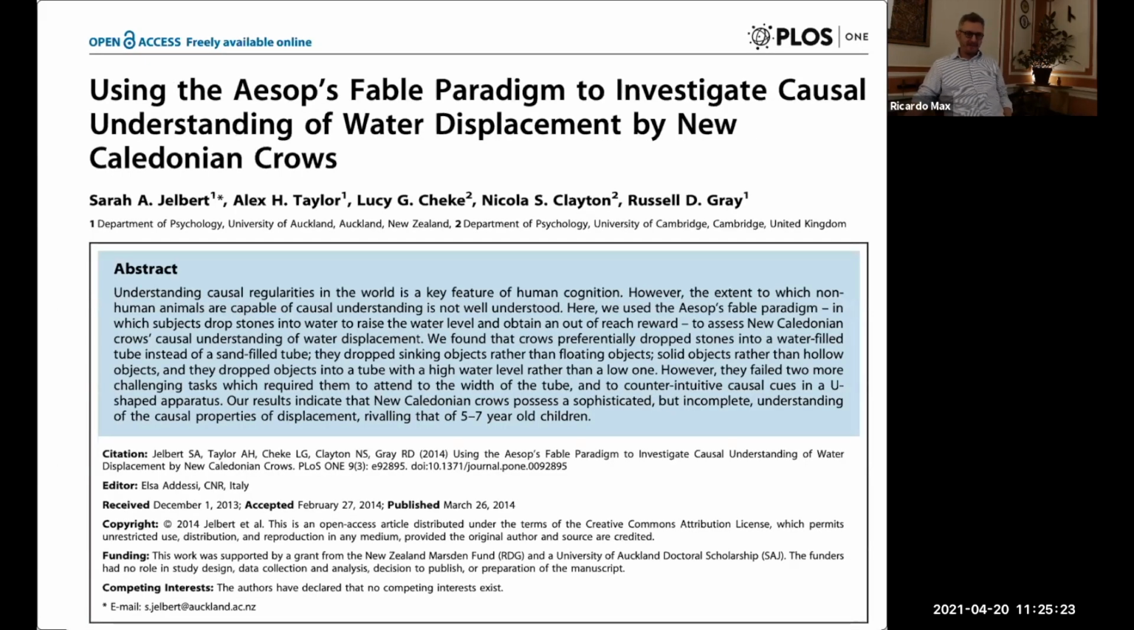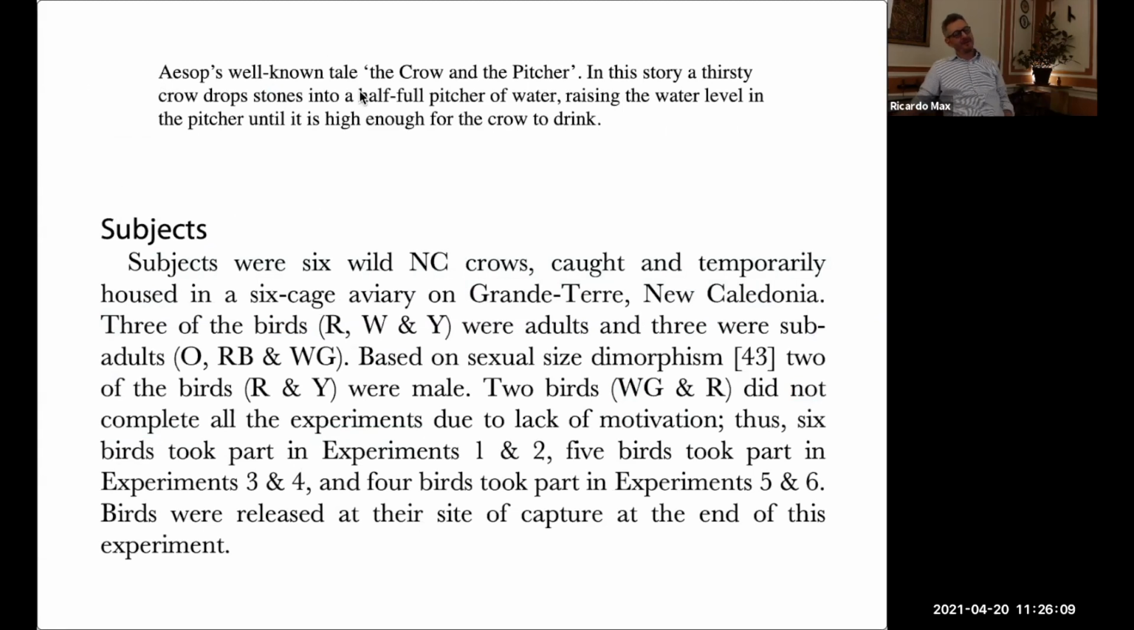Now, this is an interesting paper. It's inside the resources. Give it a look. It's really nice. It's from Cambridge and the University of Auckland in New Zealand, 2014. So our results indicate that New Caledonian crows possess sophisticated, incomplete understanding of causal properties and displays, rivaling those of 5 to 7 year old children. Now, in Israel, there are a lot of crows, and they are crazy intelligent. It's unbelievable. Anyways, it's based on Aesop's parable, the crow and the pitcher. There is a story, it doesn't matter.